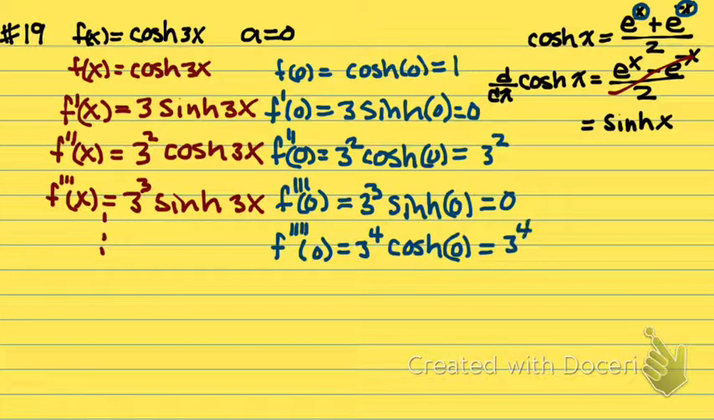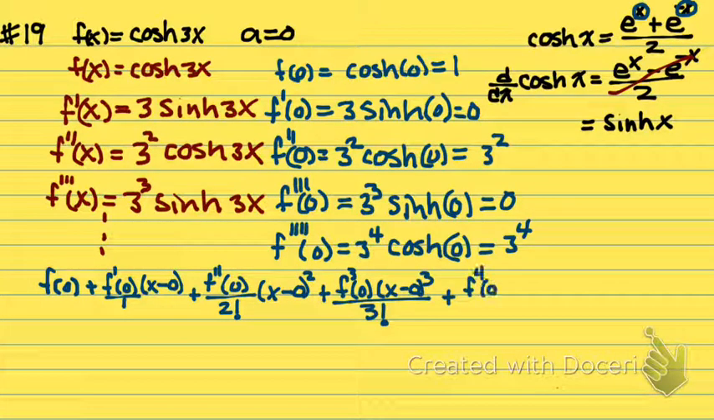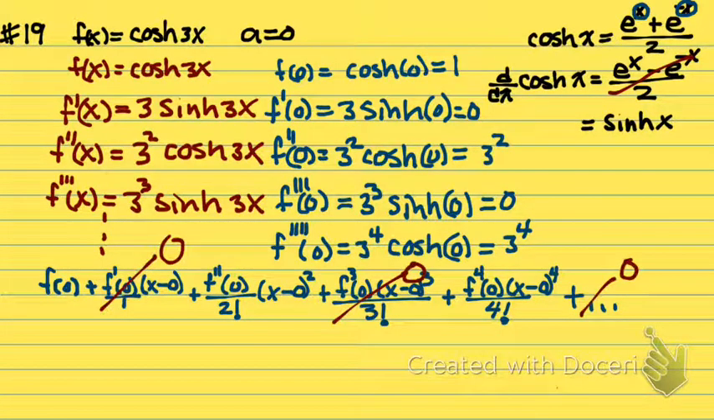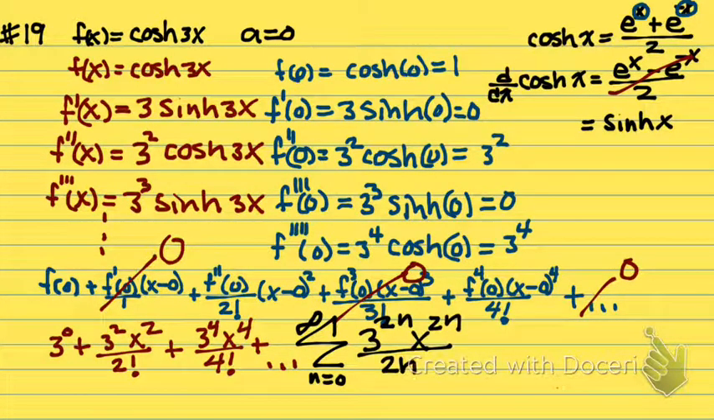All right, so now what? I write out my general Taylor series. That's my general Maclaurin series, because I'm evaluating it at 0, and when I trot out all of those terms, I find that the odd terms go to 0 and 0 and 0. And I see I'm left with my evens. So I have 3 to the 0, 3 squared x squared over 2 factorial, plus 3 to the 4th x to the 4th over 4 factorial. I find my general term right there.